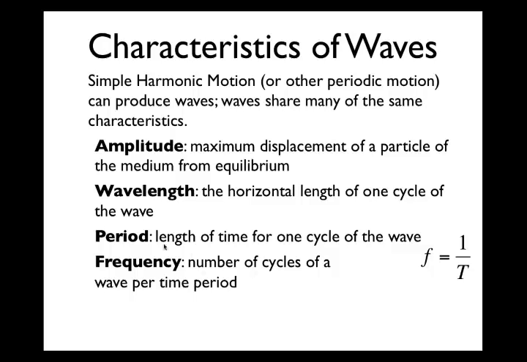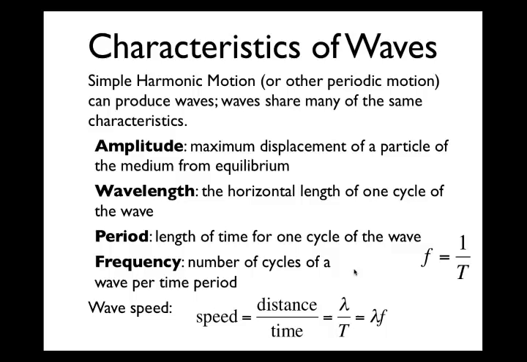Well, if the period is the length of time per cycle, the frequency is the number of cycles per time, you can deduce that frequency and period are inverses of one another. So we generally use a script F to stand for the frequency and a capital T to represent the period, the length of time for one wave cycle. They are inverses of one another.